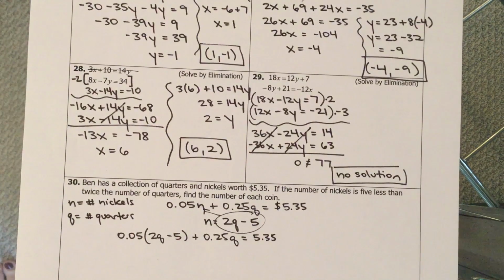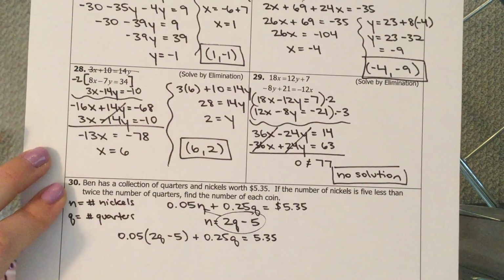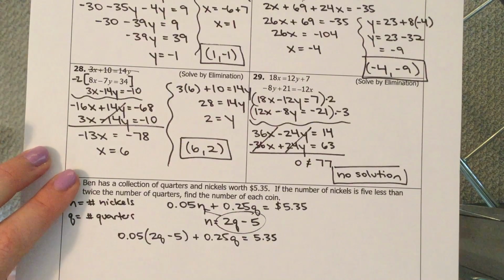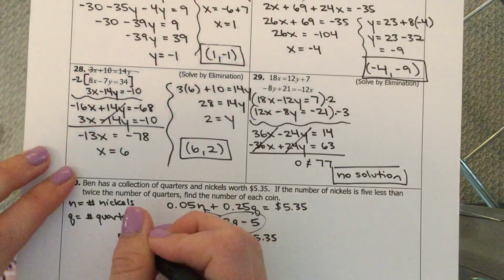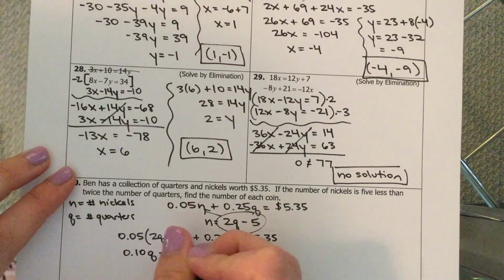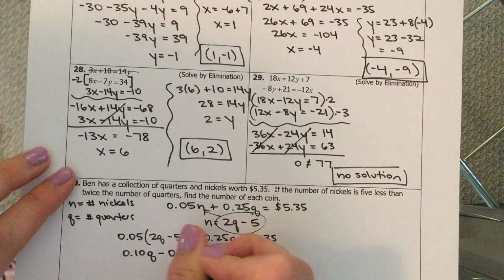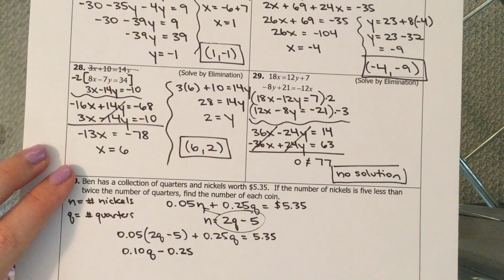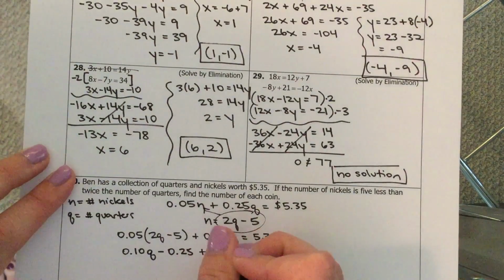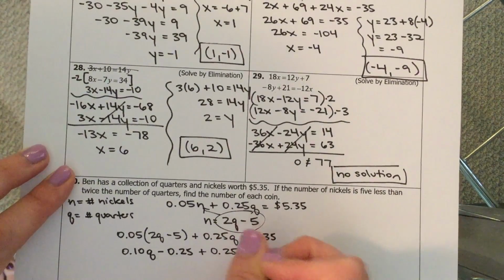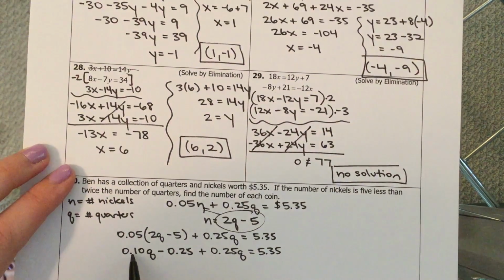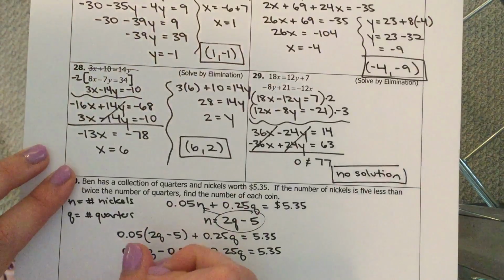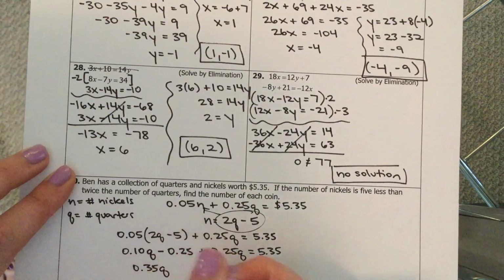You might want the assistance of a calculator here. So distribute this 0.05. So 2 times 0.05 is going to be 0.10 times Q. And then 0.05 times 5 is negative, and that'll be 0.25 when you distribute that 0.05. All right, and then plus 0.25Q equals 5.35. So combine my like terms, 0.10, 0.25 add up to 0.35Q. Don't let the decimals freak you out too much.